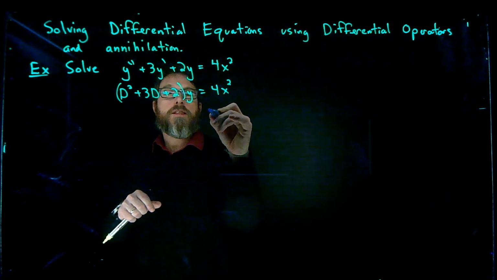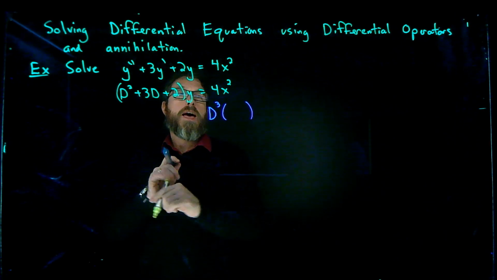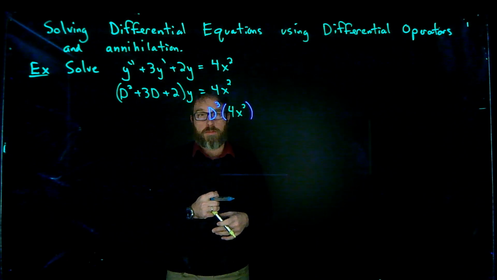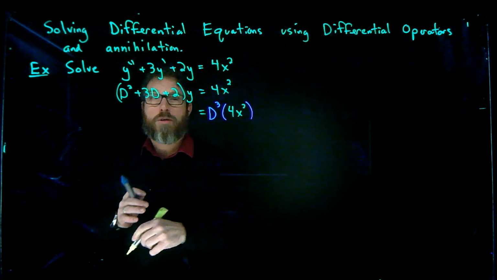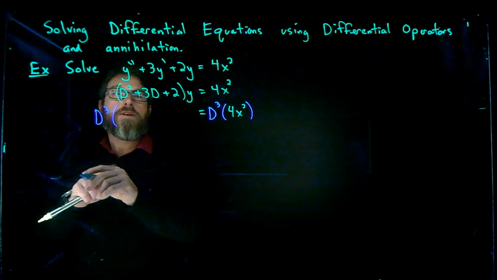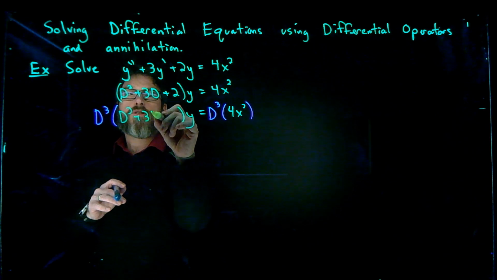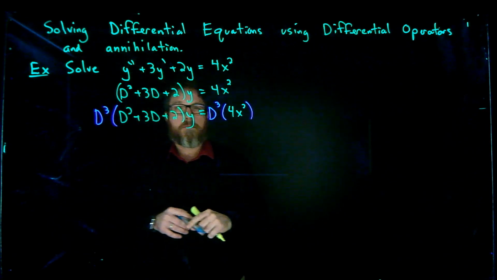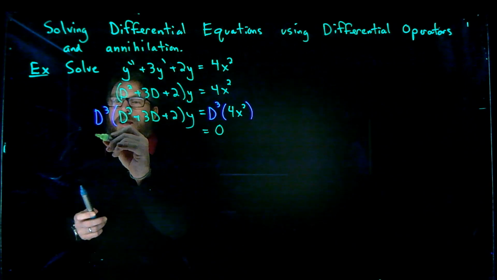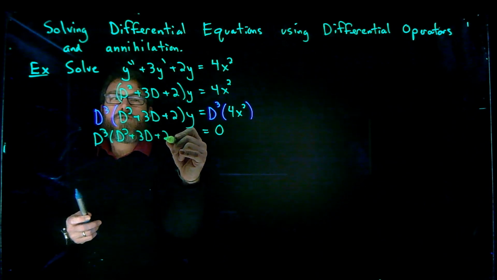If I take the differential operator of one power bigger than that 4x squared, we know that the third derivative of something like x squared is going to be equal to 0. So what I do to the right, I'm going to have to also do to the left. So this is D cubed applied to D squared plus 3D plus 2. Now again, this right-hand side is equal to 0. So then I'm going to have D cubed, D squared plus 3D plus 2, y.